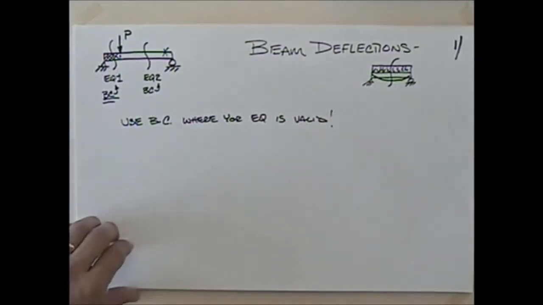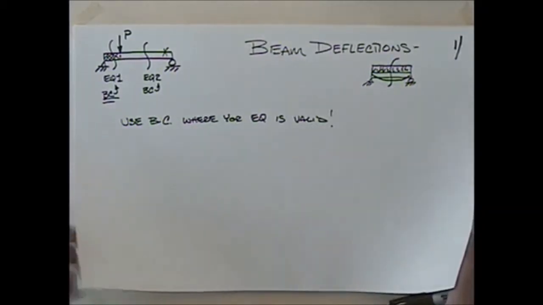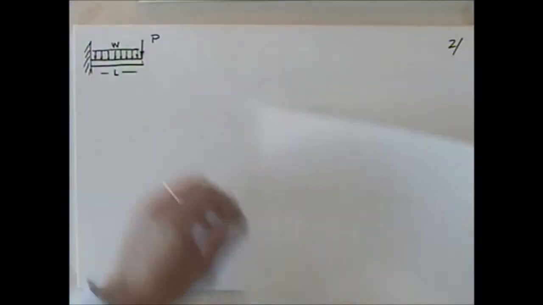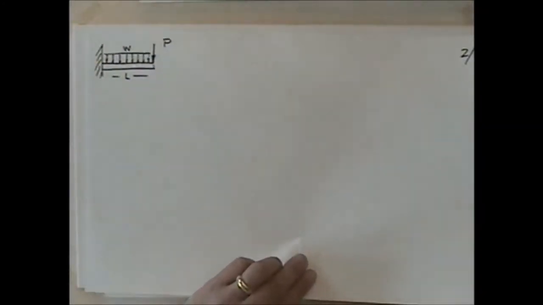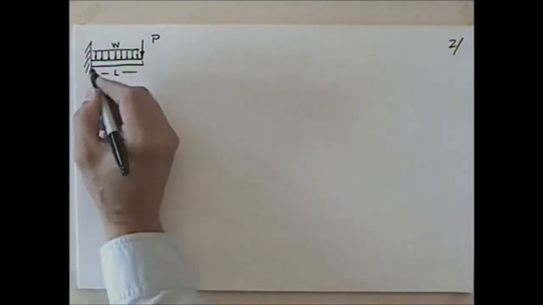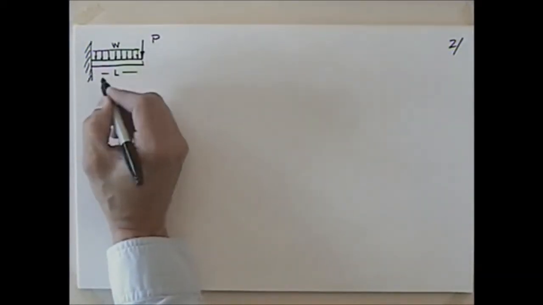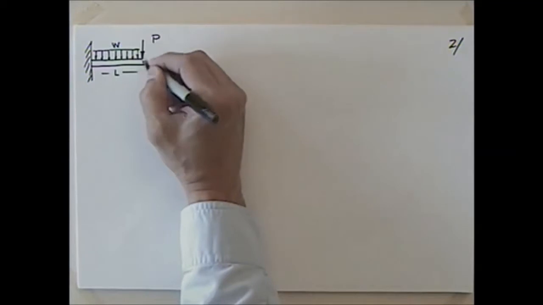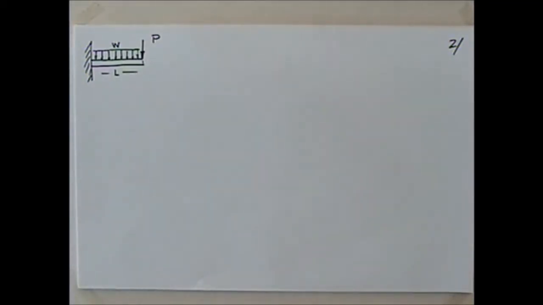So you've got to use boundary conditions where your equation is valid. Let me try another problem which gets us into the notion of superposition. And let's say it's a cantilever. I don't think we've done a cantilevered problem yet. And it has a distributed load over the cantilever, and it's also got a concentrated load at the end. And I'd like to come up with an expression for the deflection on this thing.